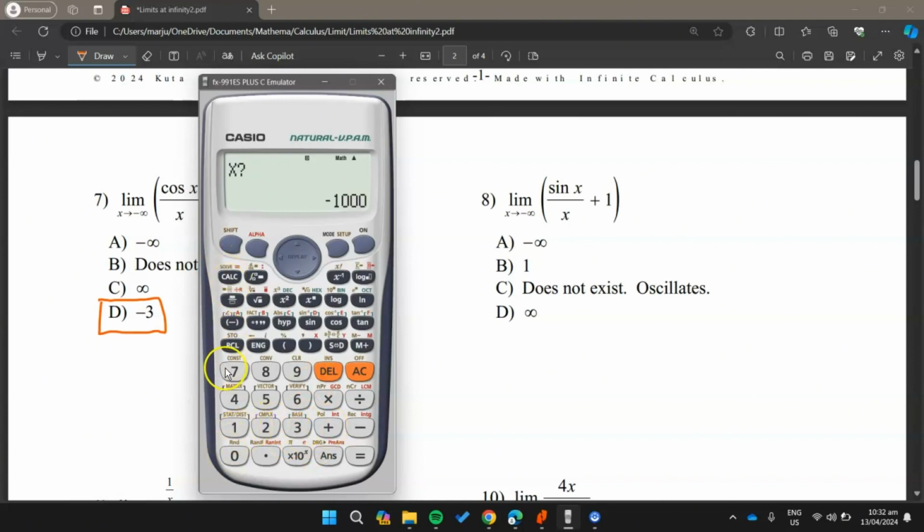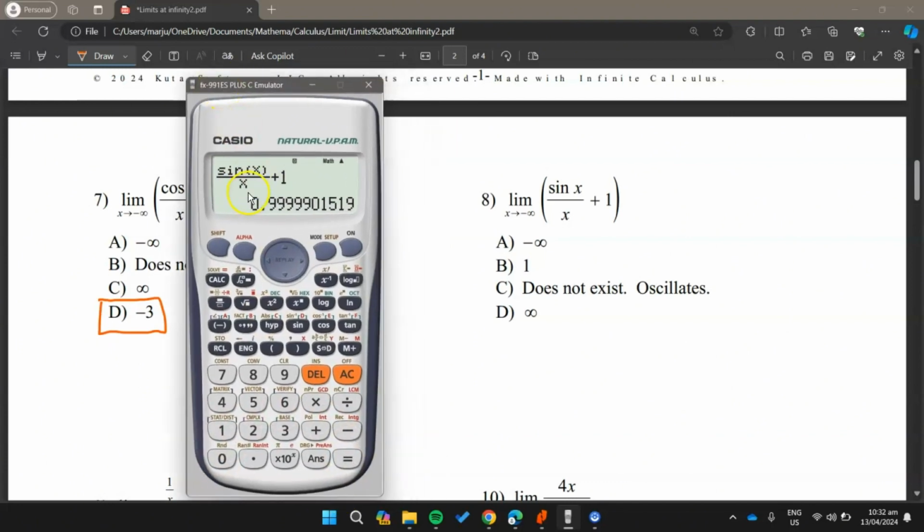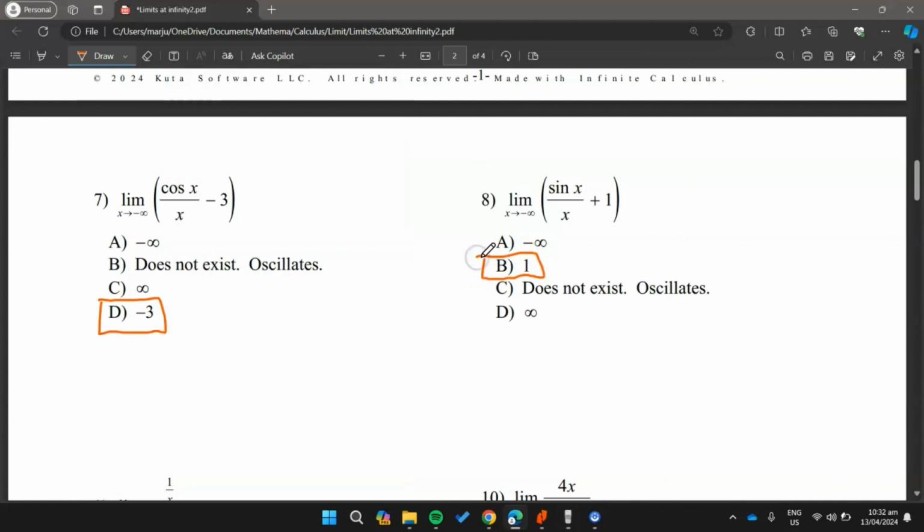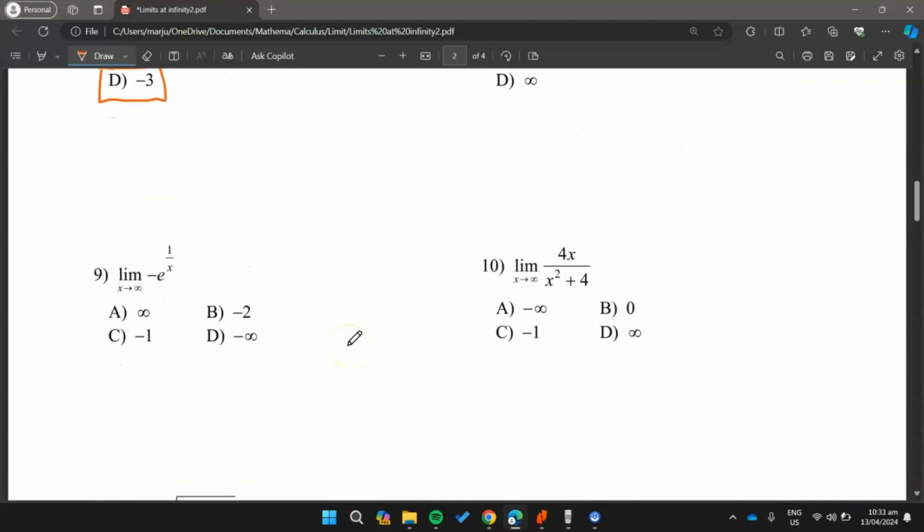So let's do that again. Negative 1000. So we are approaching 0.9999. Let's do that again. 10,000 or 100,000. Alright. So basically we are approaching to what? Towards positive 1. Alright. So that is for number 8. Let's have number 9 and number 10.